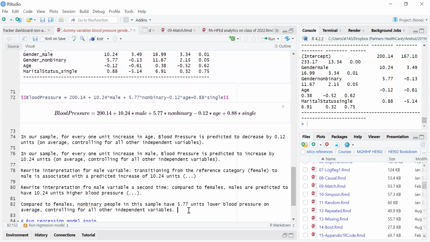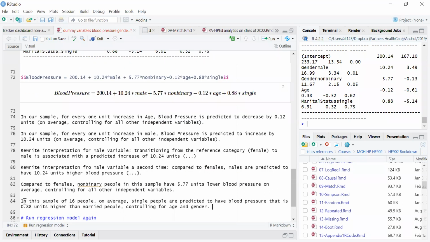variable left to interpret, which is marital status. And so for marital status, maybe pause the video and see if you can do this yourself. And then I'll display the answer in a moment. And there is the answer in line 84. In this sample of 16 people, on average, single people are predicted to have blood pressure that's 0.88 units higher than married people, controlling for age and gender.